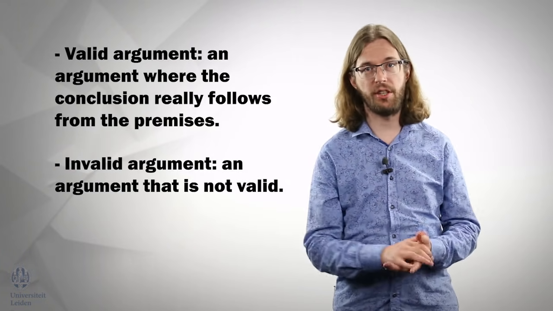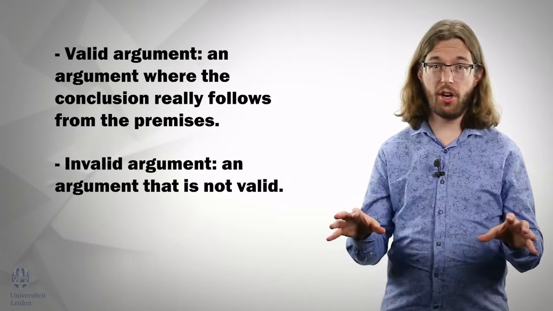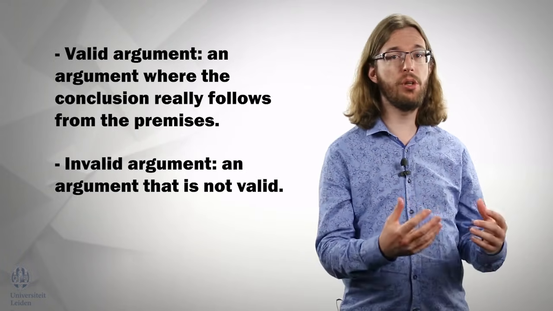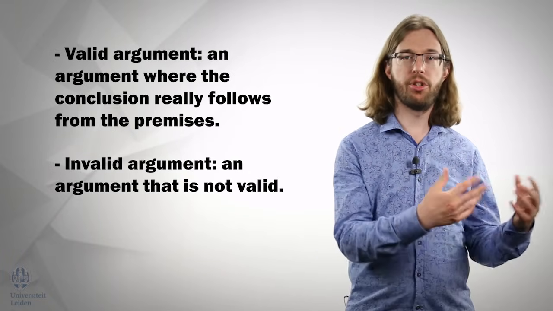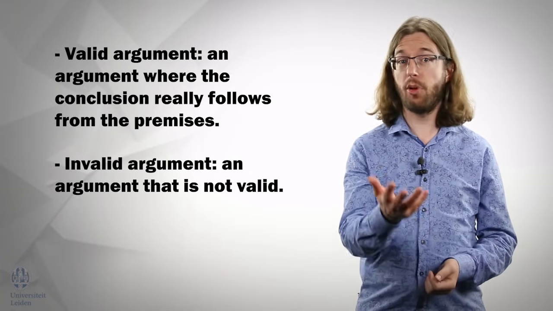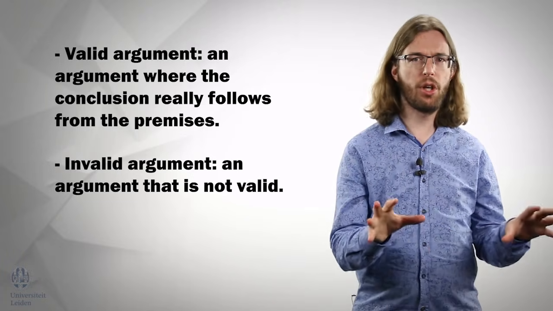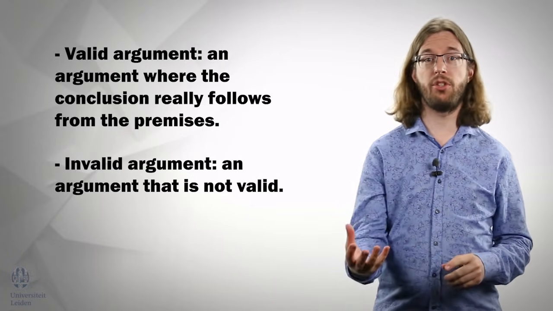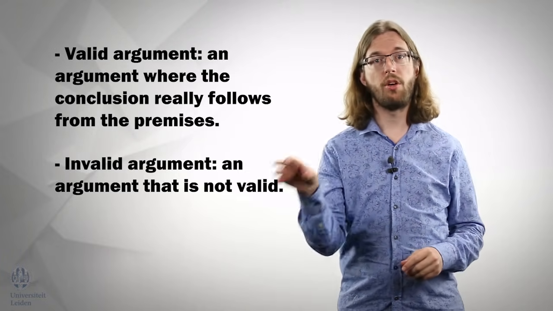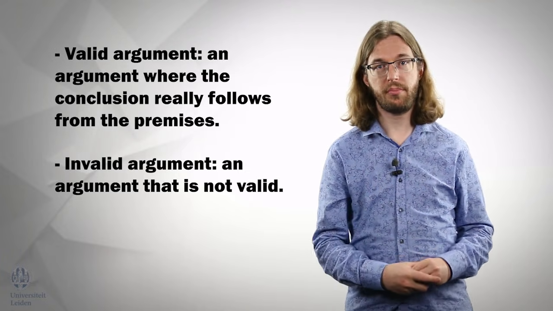As a second piece of terminology, we will make a distinction between valid and invalid arguments. A valid argument is an argument in which the conclusion really follows from the premises. Our example about Louis VII is an example of a valid argument. The conclusion really follows from the premises. It makes sense to draw this conclusion from these premises.